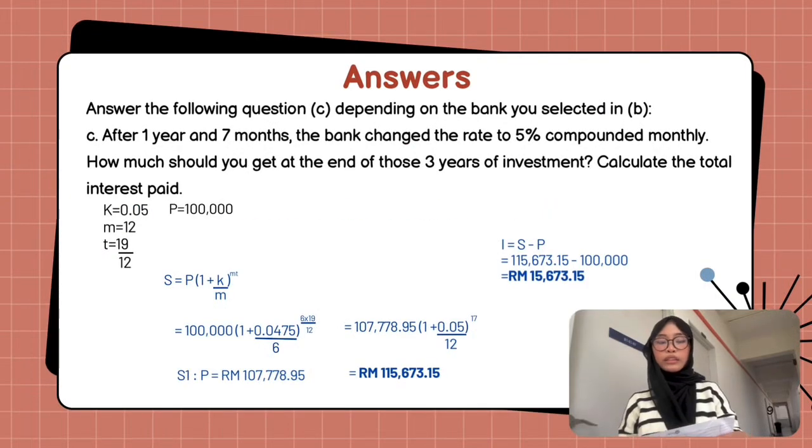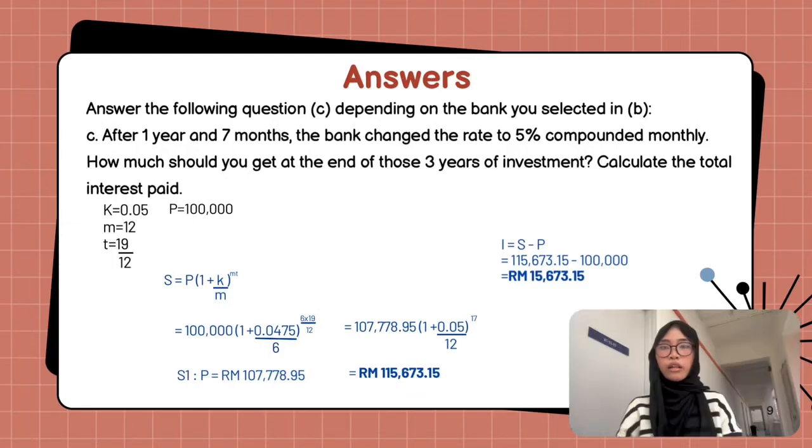We need to find how much we should get at the end of those 3 years of investment, and to find the total interest paid by using the formula S equal to P (1 plus K over M) to the power of M. K over M is actually i. So now we have to find the S. P equal to 100,000, K equal to 5.75% or 0.05475, which we get from the interest rate offered by Jaya Bank. M equal to 6, which is Jaya Bank's compounded every 2 months.